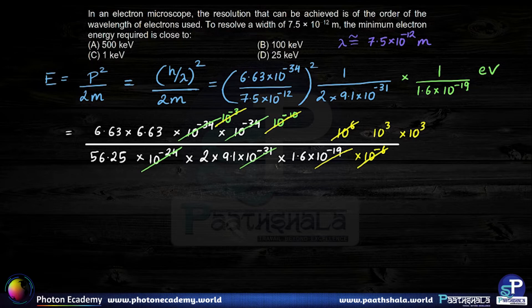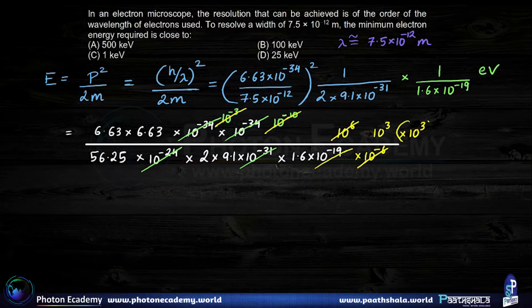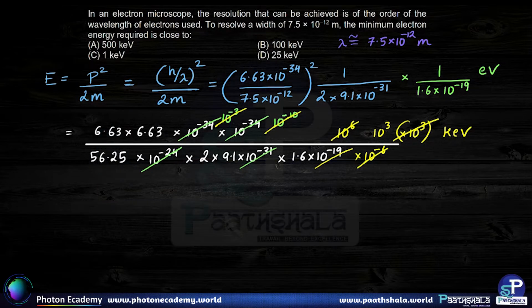Why do we do this? Because we want the answer in kilo electron volts. So I absorb this 10^3 in kilo, and now I am left with × 10^3 kilo electron volts as the answer. So now once the exponents are taken care of, all I am left with is to find out the answer of the significant figures.